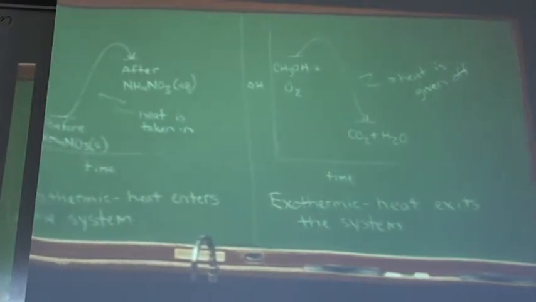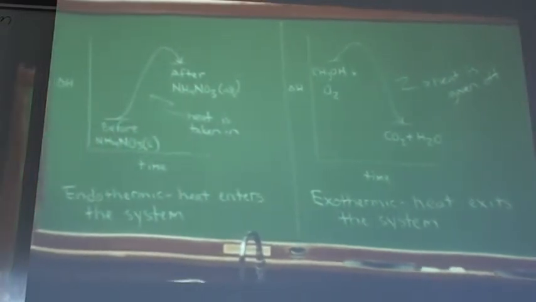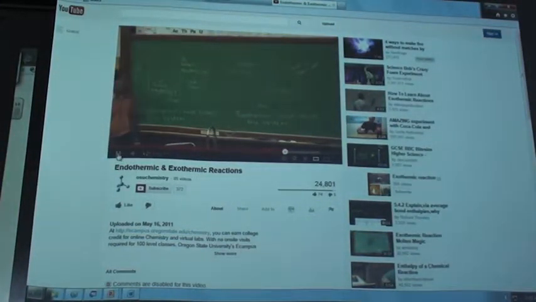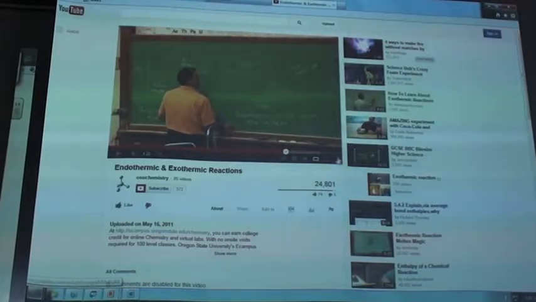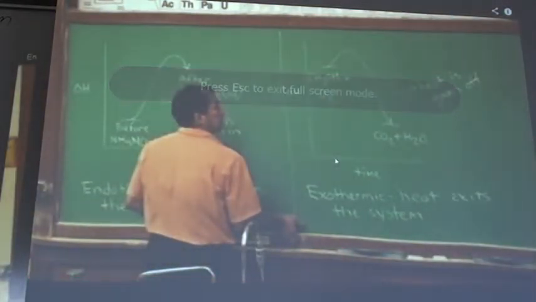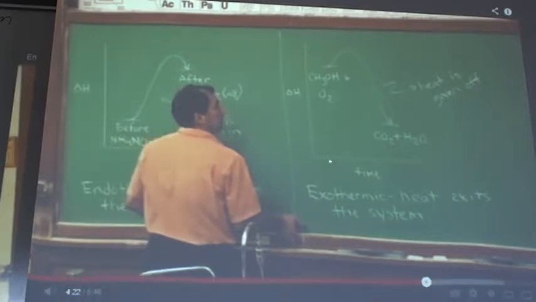Which one do you think is positive? Which one's negative? Have a look at the plots. See what's happening to the energy of the system. So what do you think? Which one's positive and which one's negative? The left one's positive, the right one's negative. The left one is positive because it goes up. And then the next one is negative. It just goes down.